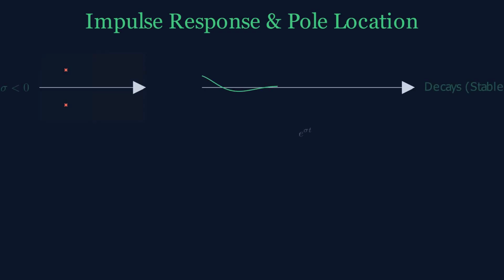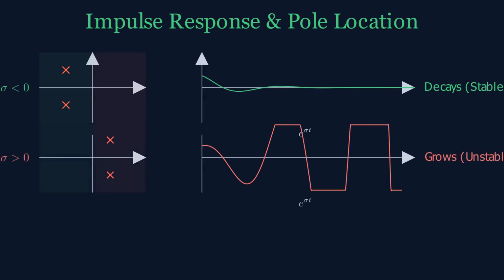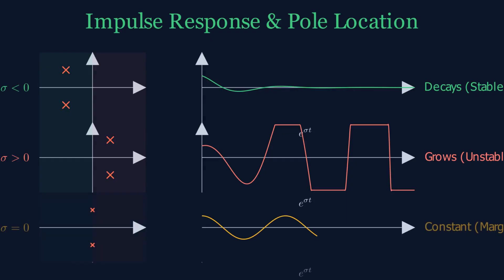The connection between poles and stability becomes clear through the impulse response. Each pole at s equals sigma plus j omega contributes a term proportional to e to the sigma t. When sigma is negative, the left half plane, the exponential decays to zero. The response dies out over time, confirming stability. When sigma is positive, the right half plane, the exponential grows without bound. The response diverges, confirming instability. When sigma equals zero, the imaginary axis, the exponential has constant magnitude. The response oscillates forever with fixed amplitude.